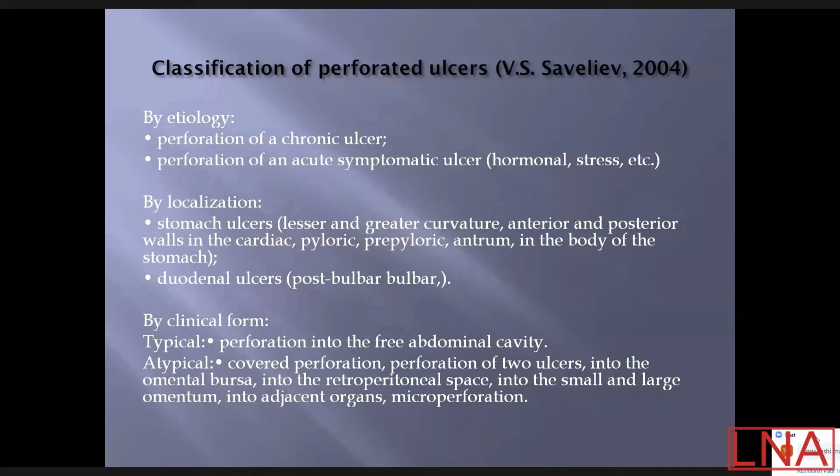Depending on localization, it may be a stomach ulcer or a duodenal ulcer, and you must also specify which parts of the stomach or duodenum are involved. The clinical forms may be typical and atypical. Typical means perforation into the free abdominal cavity. Atypical forms cover perforation into the omental bursa or the retroperitoneal space, for example if your patient has a duodenal ulcer. Also perforation may occur into the small and large omentum and adjacent organs, or micro perforation, and in this case you may see small signs of perforation.